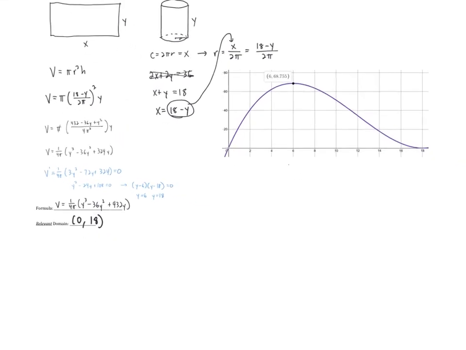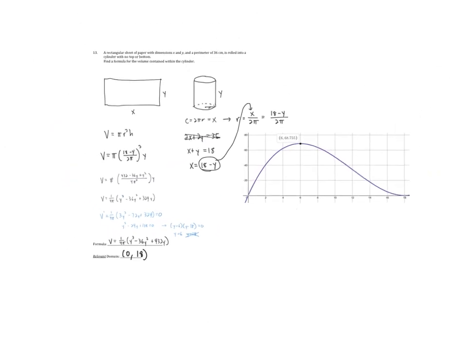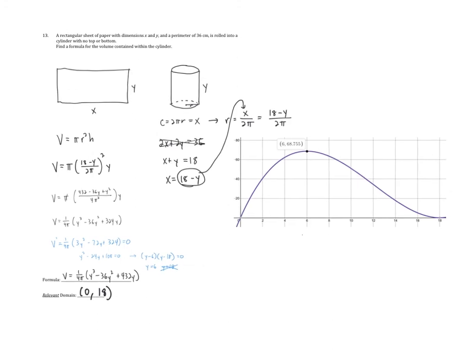You can see the significance. The 6 is the absolute maximum, and the 18 relates to the absolute minimum in this case. Each of those has meaning, and every critical value is going to have some meaning like that. But we won't pay attention to the 18 because that's not in our domain. Okay, that's everything.